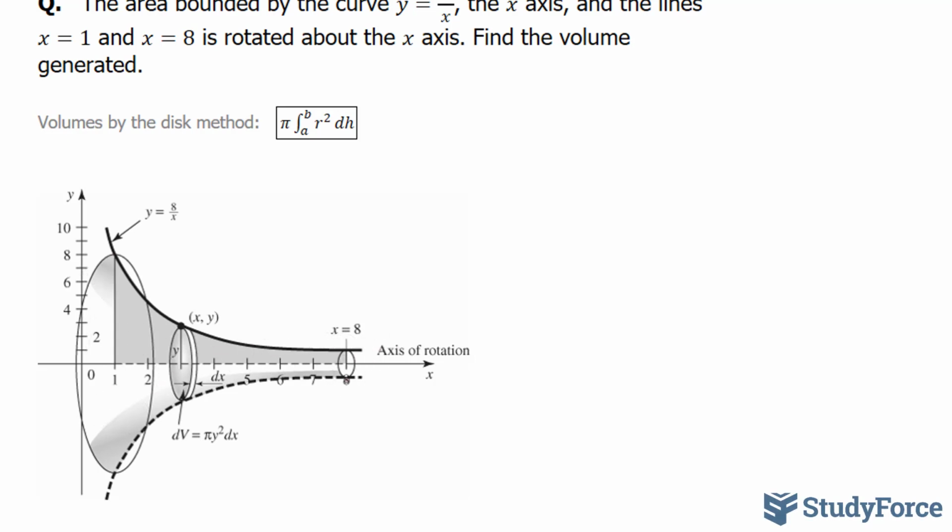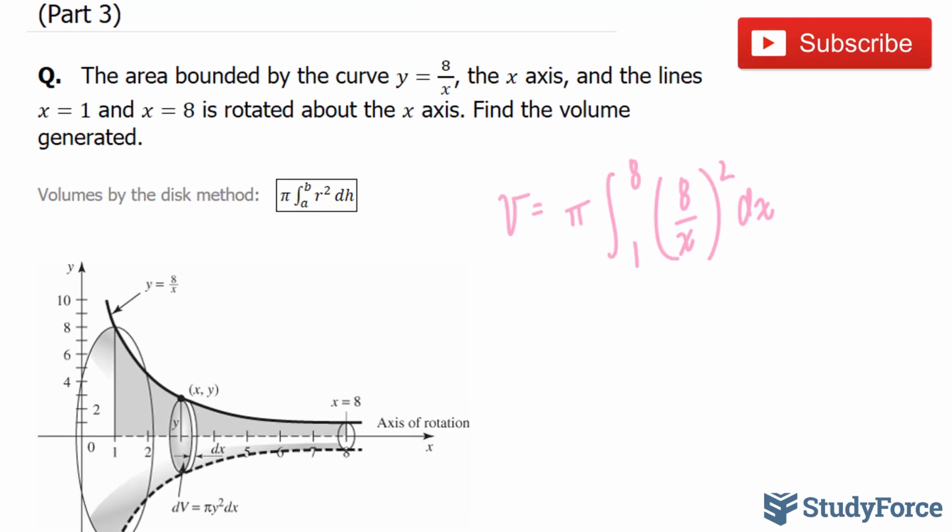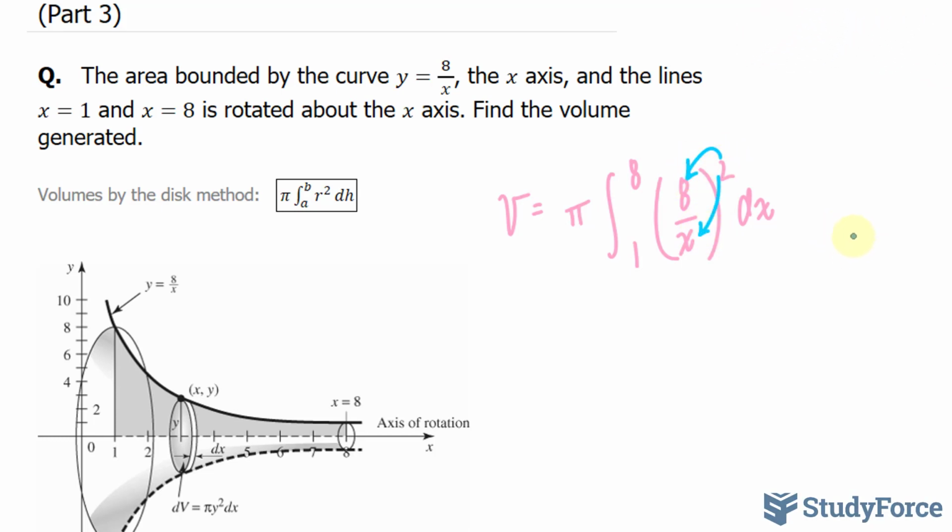So let's go ahead and set this up. Our volume is equal to pi times the integral between 1 and 8. Our radius here is the function, which is 8 over x, to the power of 2. And we're not going to use dh, we're going to use dx because it's with respect to x. Now we have to take the integral of this function. But first I want to expand it. 8 to the power of 2 and x to the power of 2 gives us 64 over x squared.